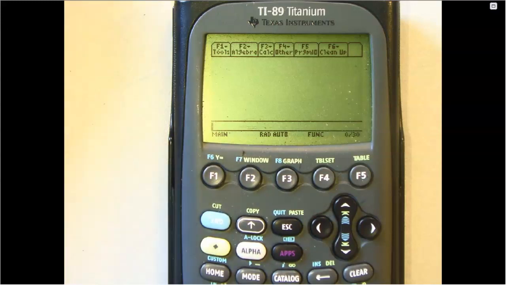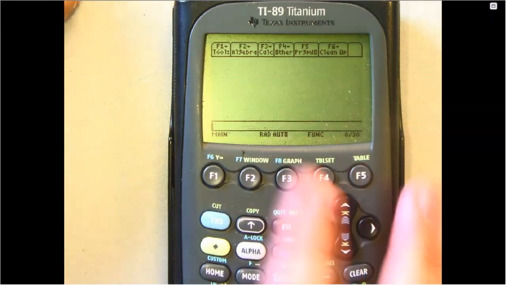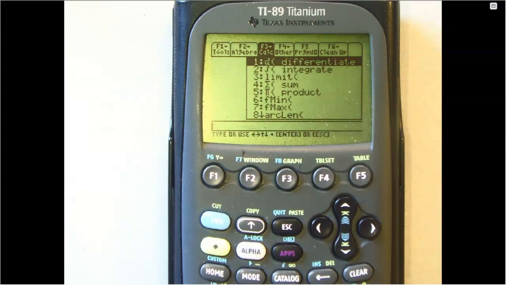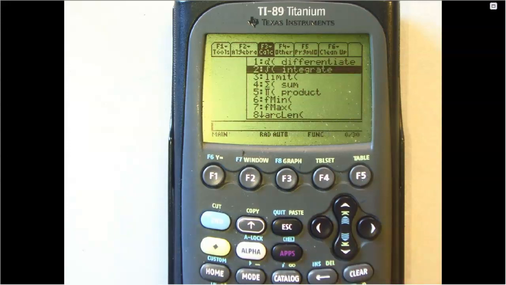Are we here? If you're not keeping up with me, if you fall behind, let me know, because that one step quickly turns into 2 or 3, and then you're like, what am I doing? So F3, for calculus, we're going to integrate.